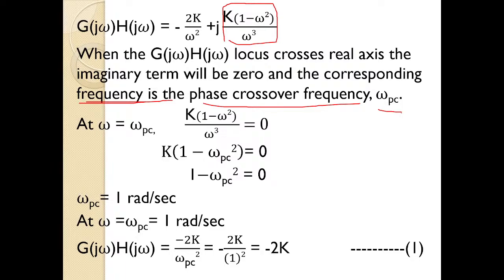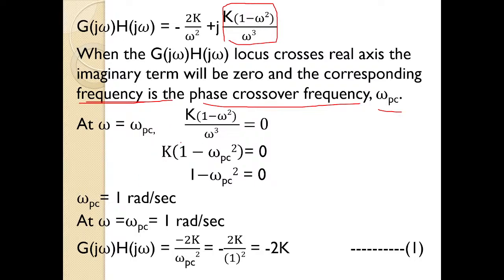Okay, so you have to understand this, otherwise you won't be able to write the exam properly. See, if you plot the polar plot, whenever the polar plot is crossing the real axis, at that particular instant the imaginary term will be 0. So only real terms will be there when the polar plot is crossing the real axis.